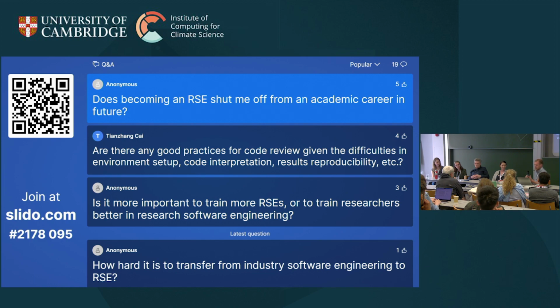So, does being an RSE shut you off from an academic career? Possibly narrows the door. You possibly have to have an awareness, but it shouldn't. And there is a desire that it shouldn't. There's a lot of should in that. Let's see more examples of people coming back into academic careers and moving between the two. I'd really like to see that.